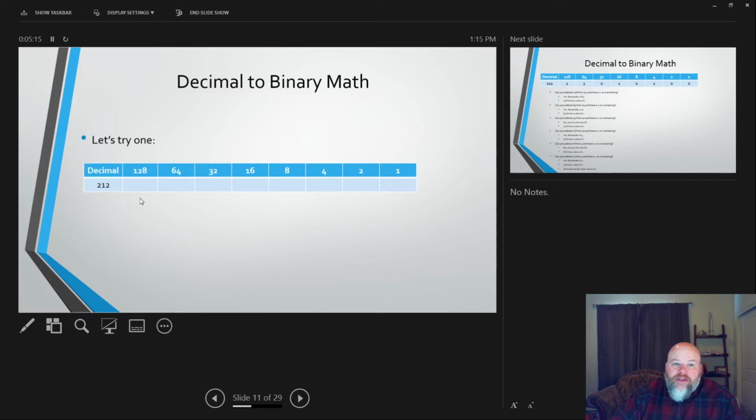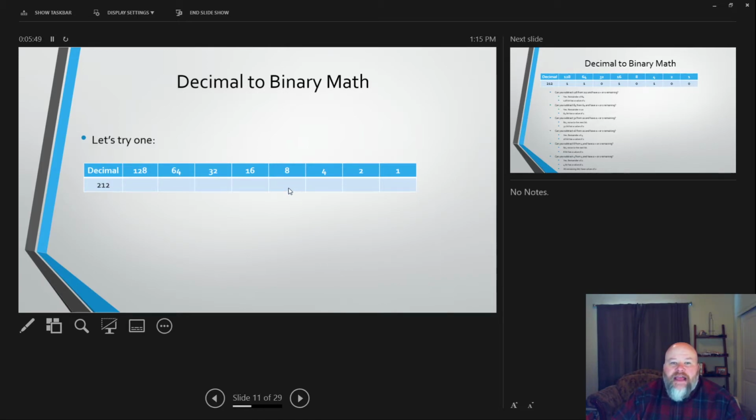So from 84, can we subtract 64? And the answer is yes, absolutely, we can. So that bit turns on, and we have a remainder left of 20. Can we subtract 32 from 20 and have a number greater than or equal to 0? And the answer is no, we can't. So we're going to leave 32 off. Can we subtract 16 from 20 and have a remainder greater than or equal to 0? And the answer is yes, we can. So we'll turn 16 on, and we have a remainder of 4.